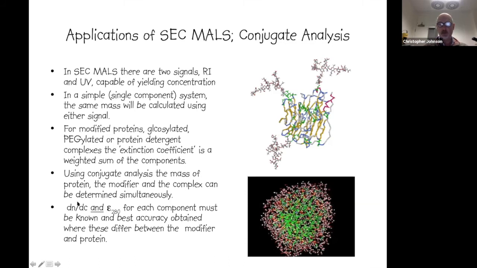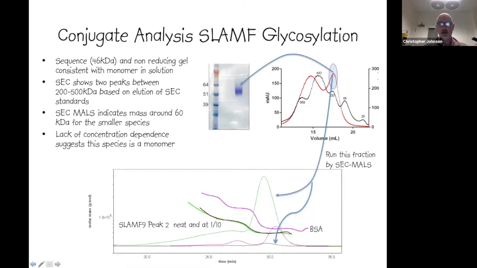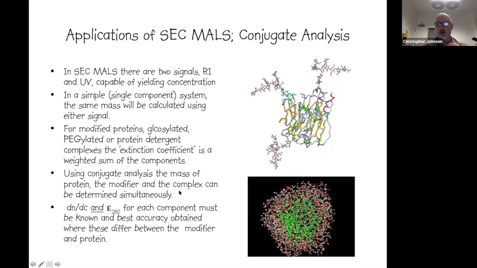To do this, we would need to know the refractive index increment of the protein, the refractive index increment of the carbohydrate modifier, and then we would need to also know the UV extinction coefficient of the protein and the UV extinction coefficient of the carbohydrate, which actually tends to be very close to 0.